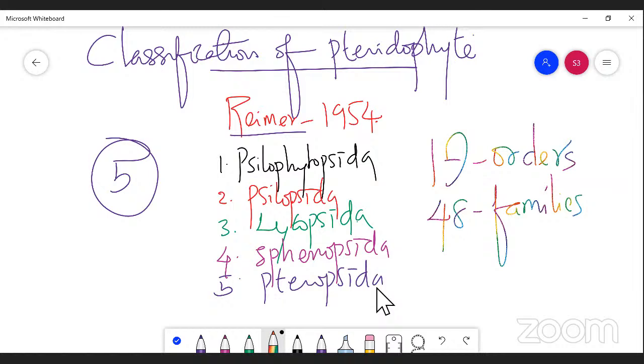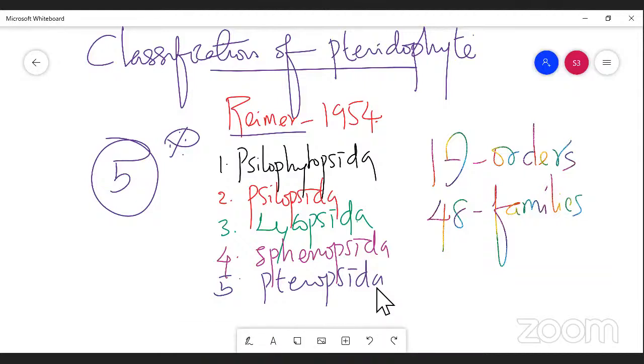Sometimes you may be asked to write about Rimer's classification. Definitely it is going to be asked, so please understand. It is very easy to understand. According to Rimer, pteridophytic members are broadly divided into 5 categories. The first is Xylophytopsida, second is Psilopsida, third is Lycopsida, fourth is Sphenopsida, and fifth is Pteropsida.